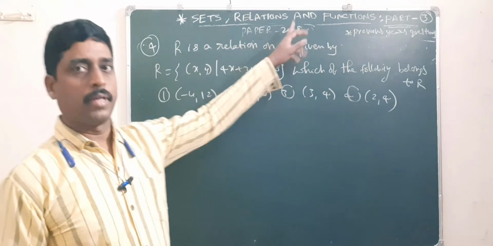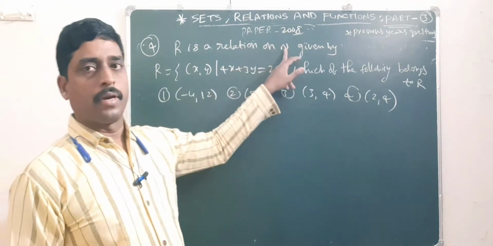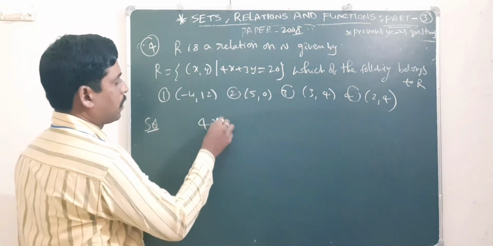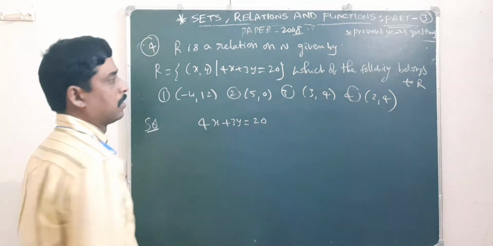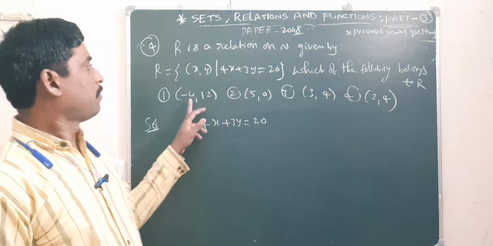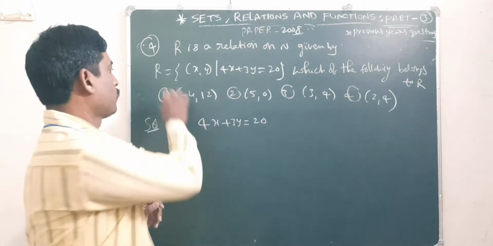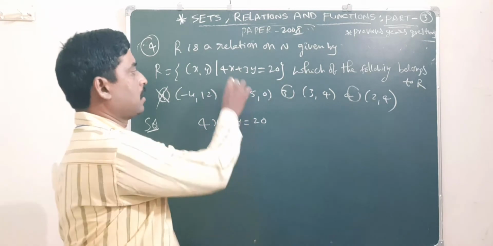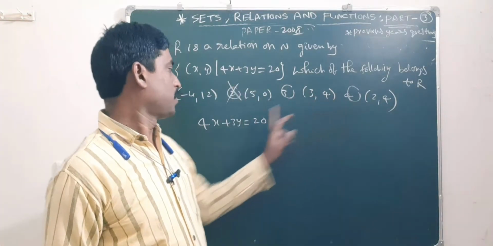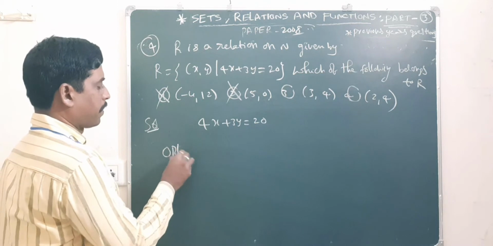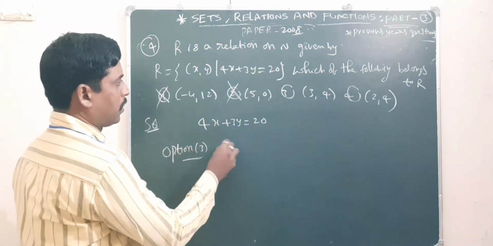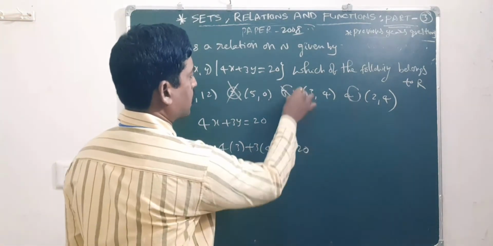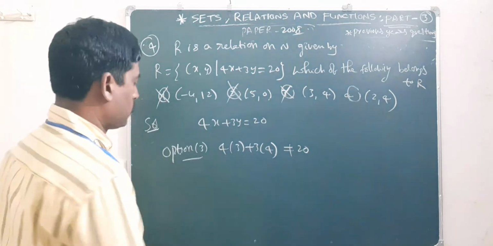Question number 4 in 2008. R is the relation on natural numbers given. One relation is given. 4x plus 3y is equal to 20. So in this, which option is correct? So minus 4. Minus 4 is not natural number. First option is wrong. 5, 0. In 0 is also not natural number. This is also, second option wrong. So 3, 4 substitute in this option 3. 4 into 3 plus 3 into 4. This is not equal to 20. So option 3 wrong.